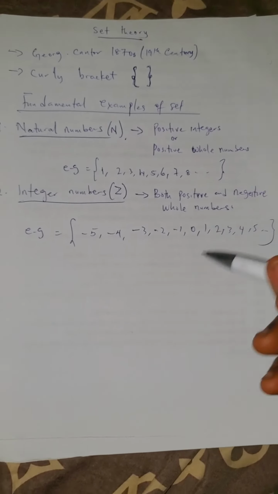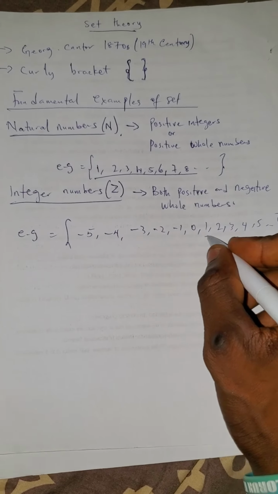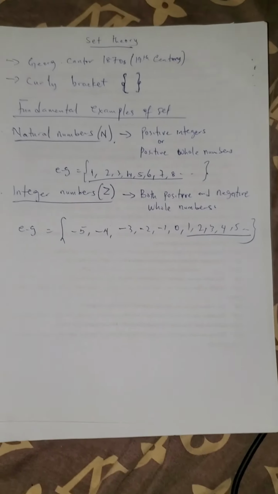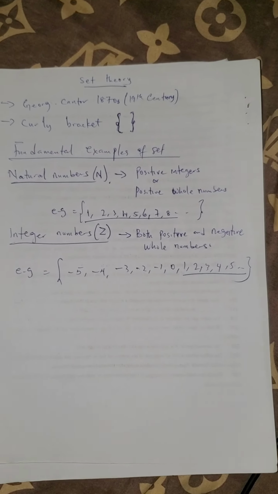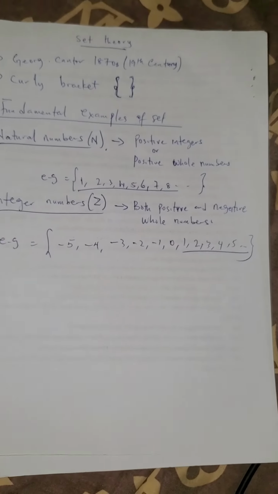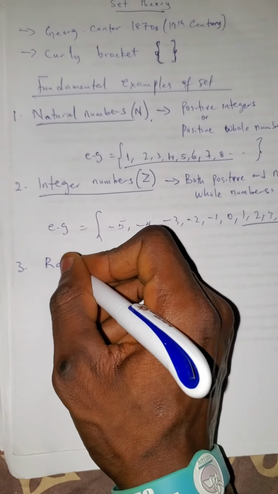Yes, because as you can see, all the members of natural numbers can be found in integer numbers. Now, number 3 is the set of rational numbers.